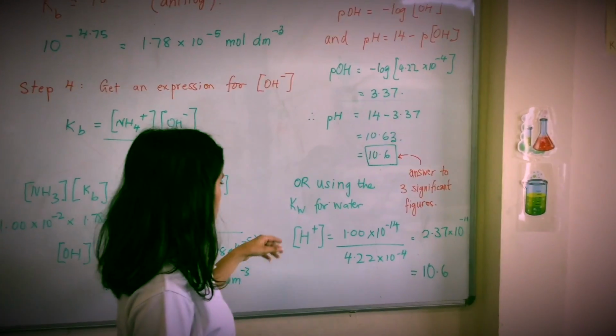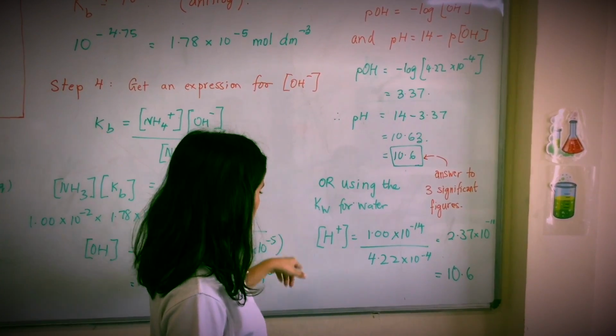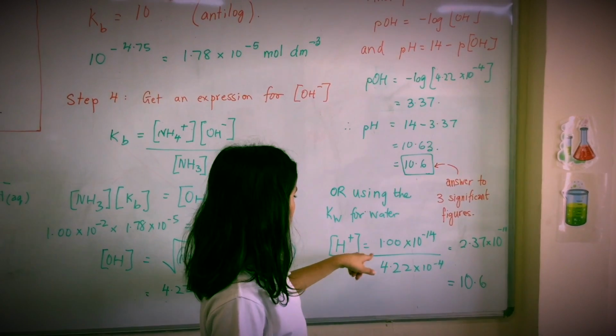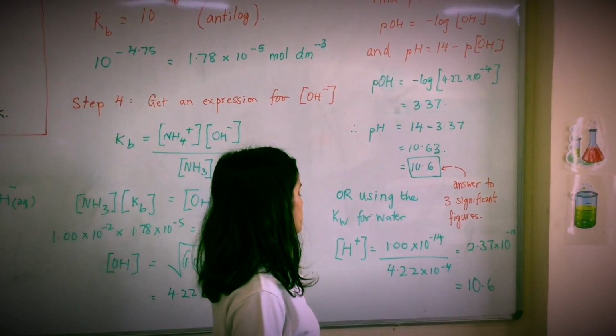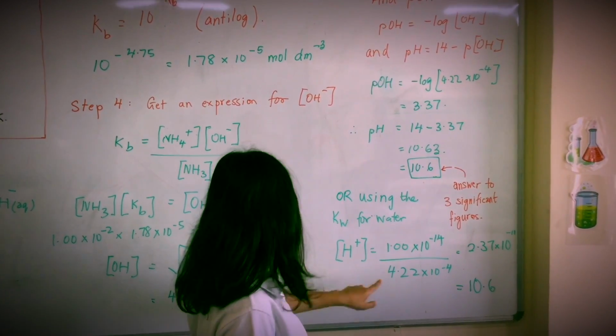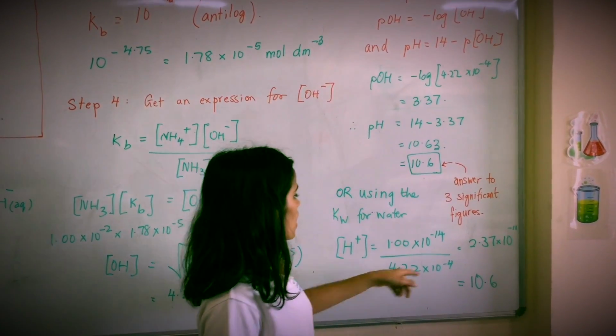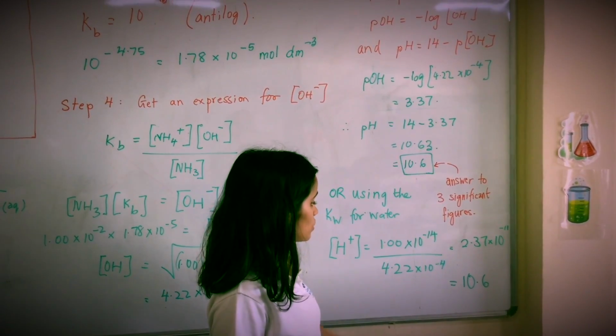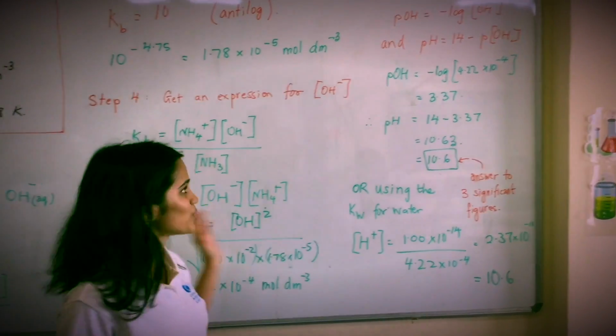Alternatively, you could use the constant value for water to find the hydrogen ion concentration by dividing 1.0 × 10^-14 by the concentration of OH that you just found. After that, when you find the negative log of that, you get 10.6. That's how you do this problem.